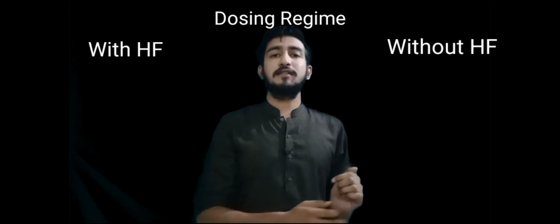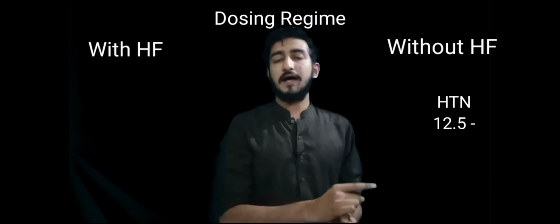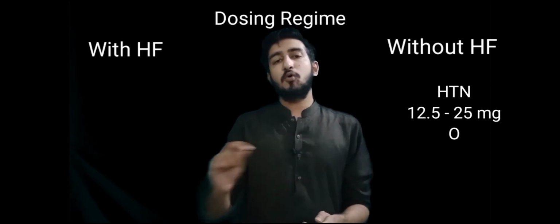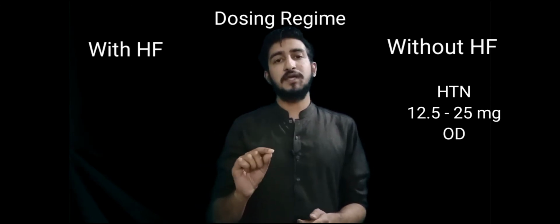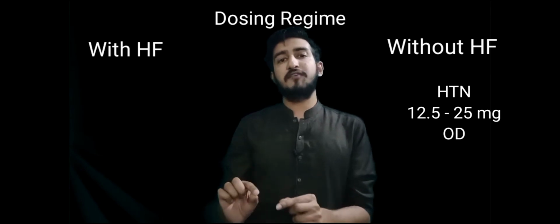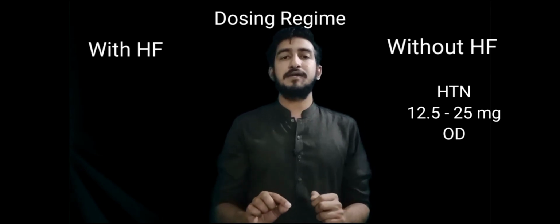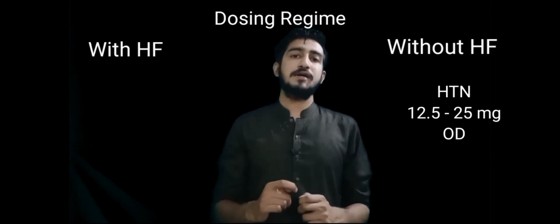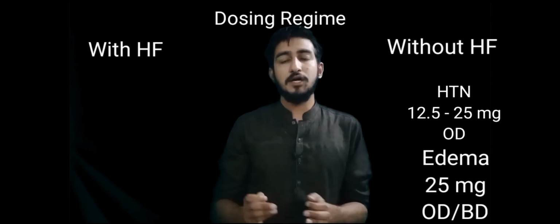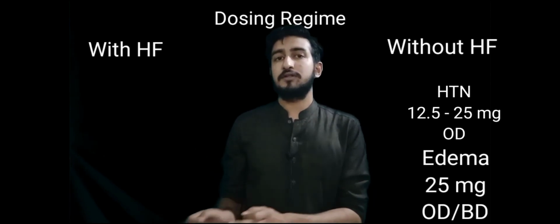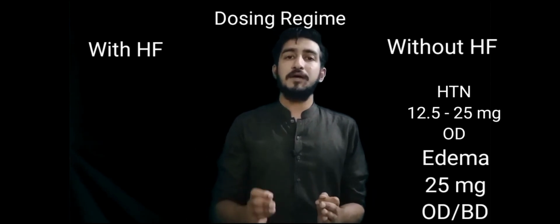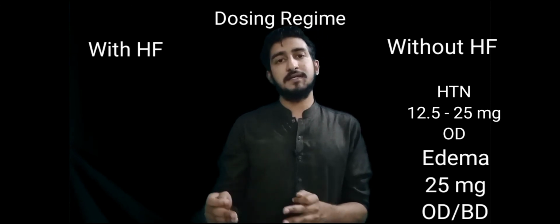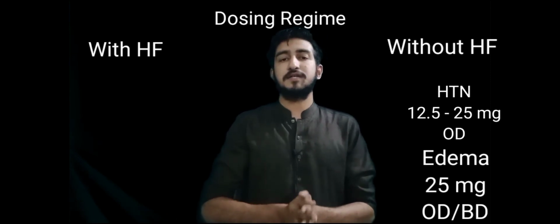Well, in class 1, you will see hypertension. So for the hypertension which is not linked with heart failure, you have to give 12.5 to 25 milligram of hydrochlorothiazide, depending upon the condition, once a day. And then the second one is the edema, not linked with heart failure. Then you have to give 25 milligram. You can go for OD, means once a day, or BD, 2 times a day.